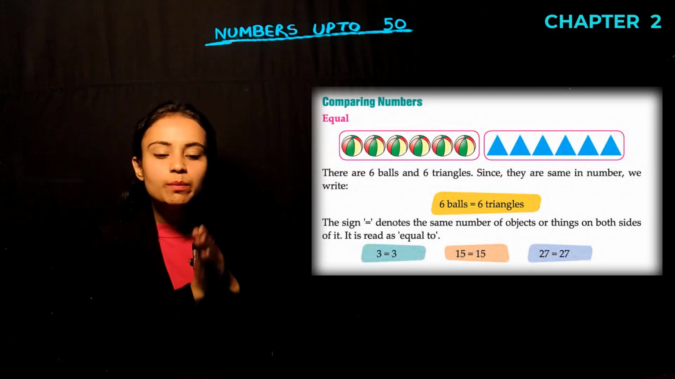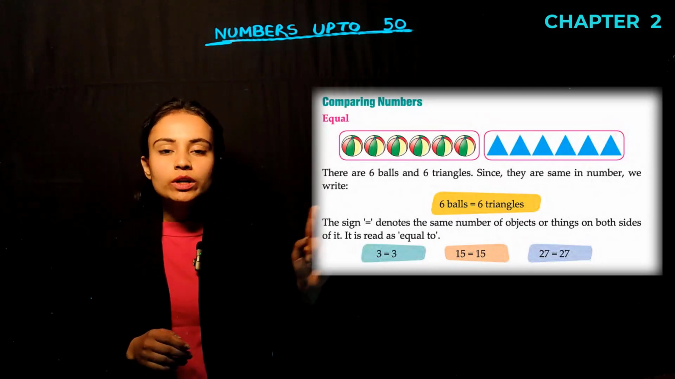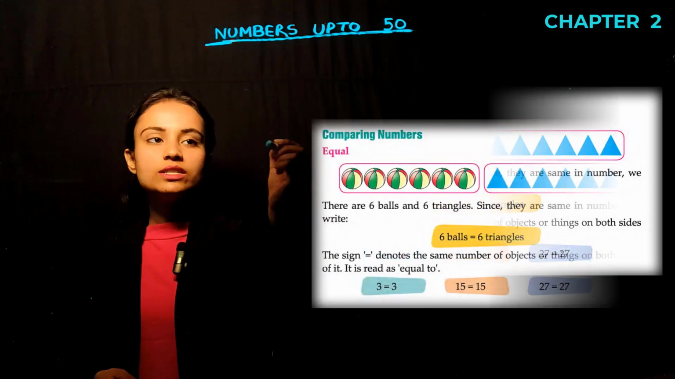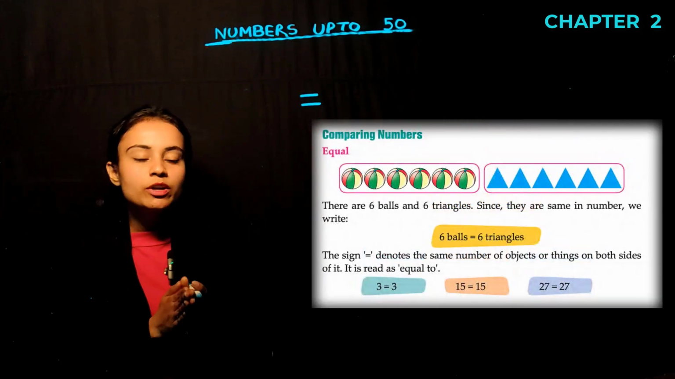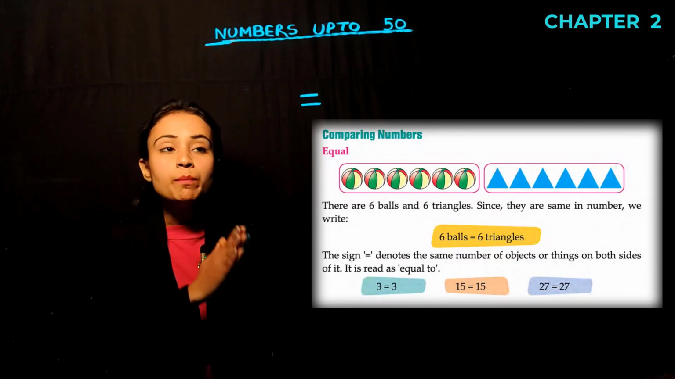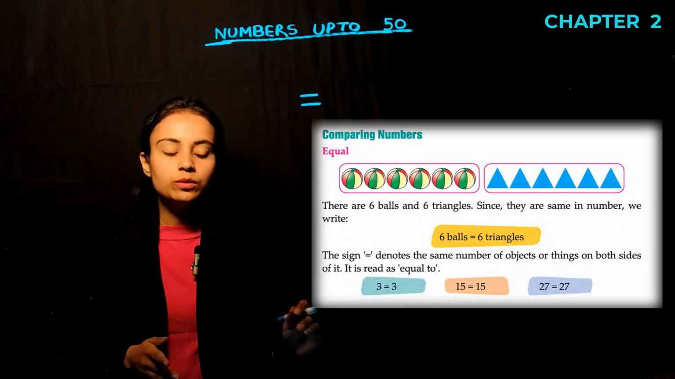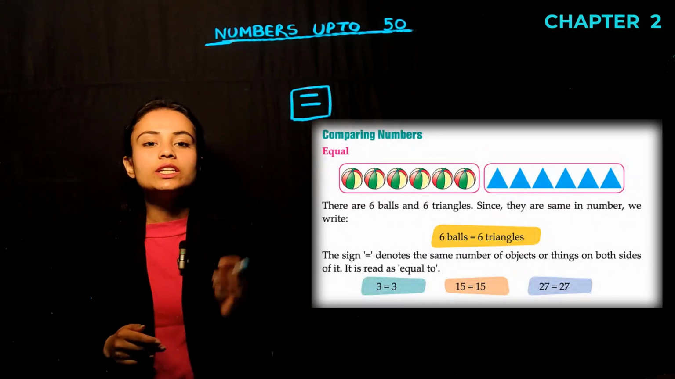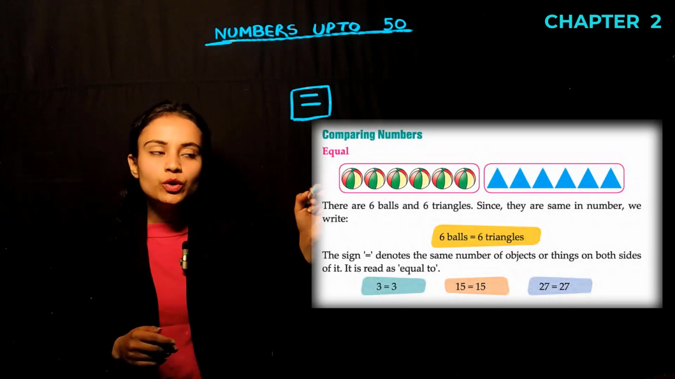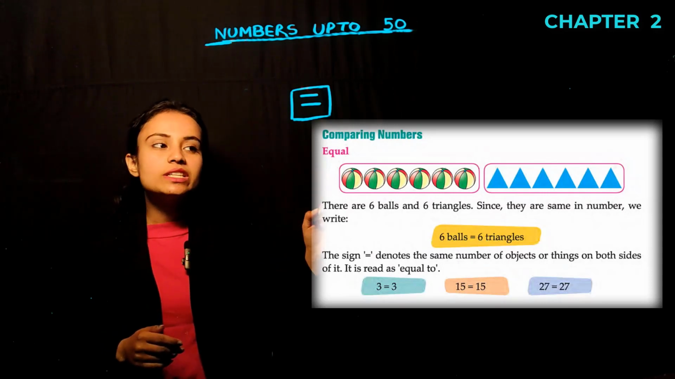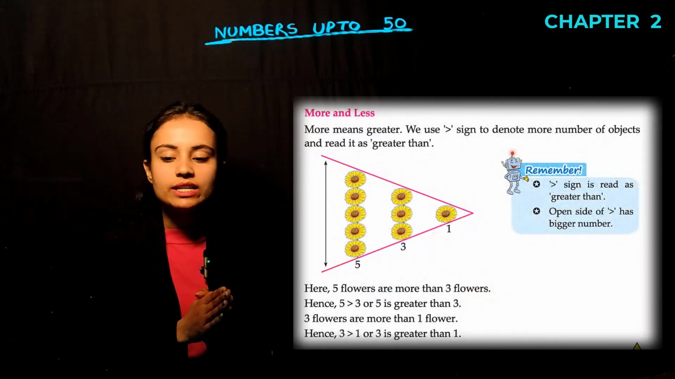Since they are same in numbers, we can write 6 balls equal to 6 triangles. The sign equal to denotes the same number of objects or things on the both side of it. It is read as equal to. As you can see, here it is written 3 equal to 3, 15 equal to 15 and 27 equal to 27. Next is more and less.